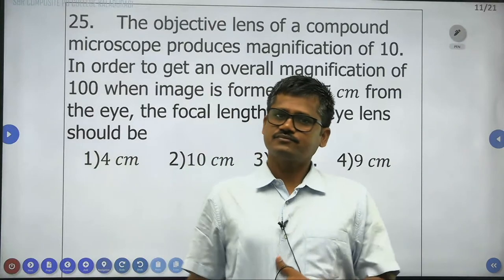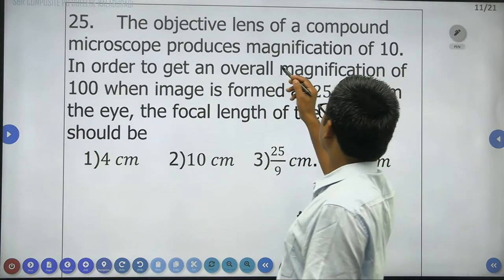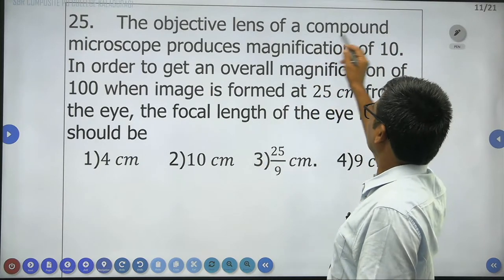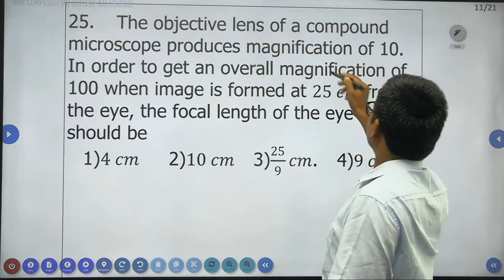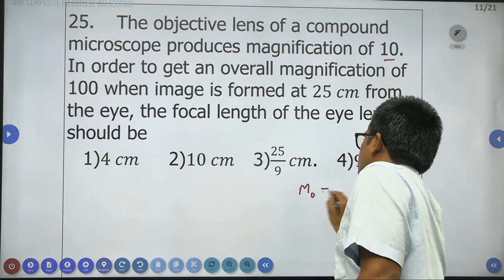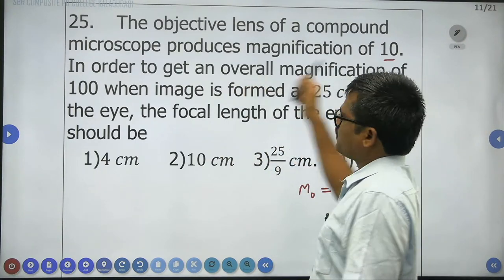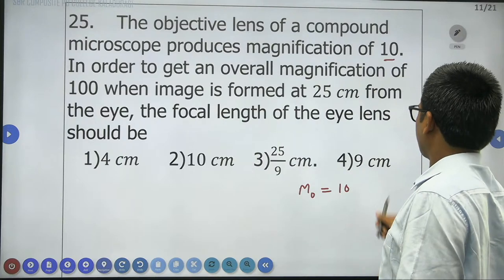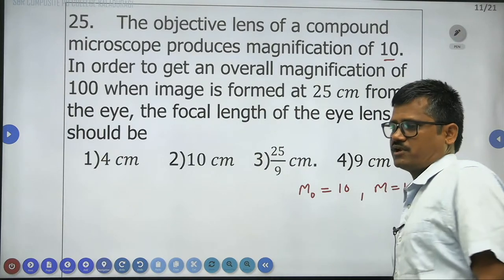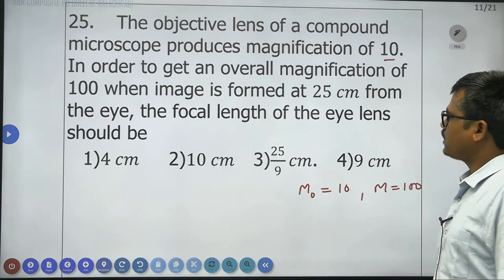Okay, see here. The objective lens of a compound microscope produces a magnification of 10. It's given for the objective lens. In order to get an overall magnification of 100, right or not? I mean, it's effective to both. You want to get 100.